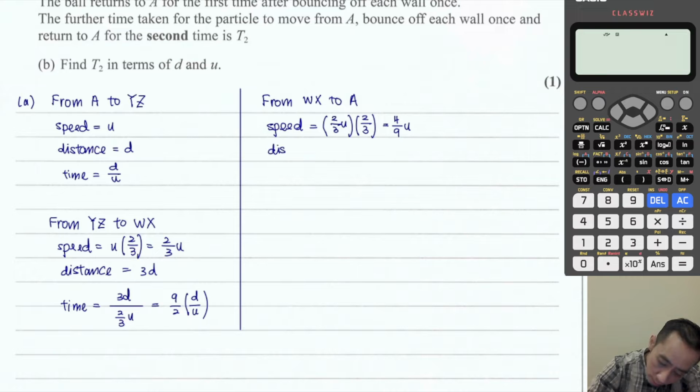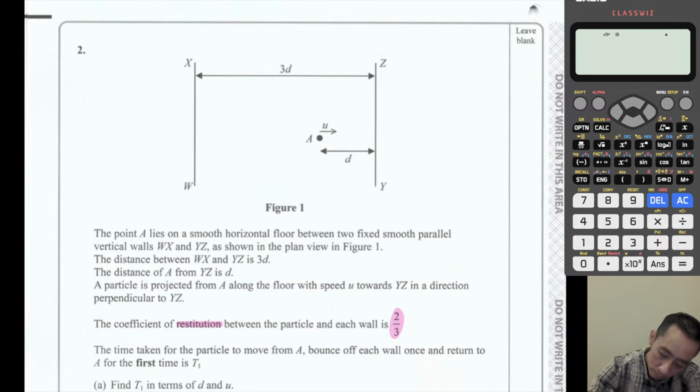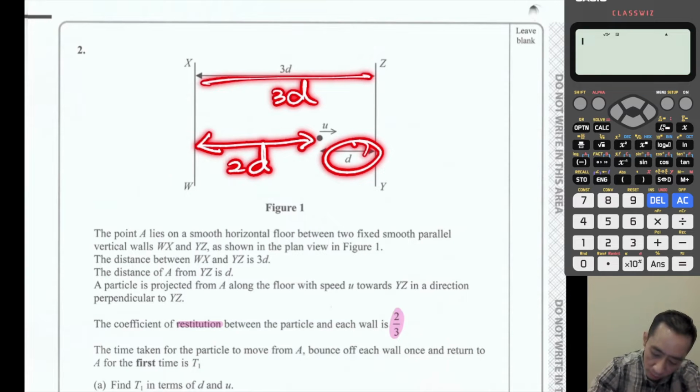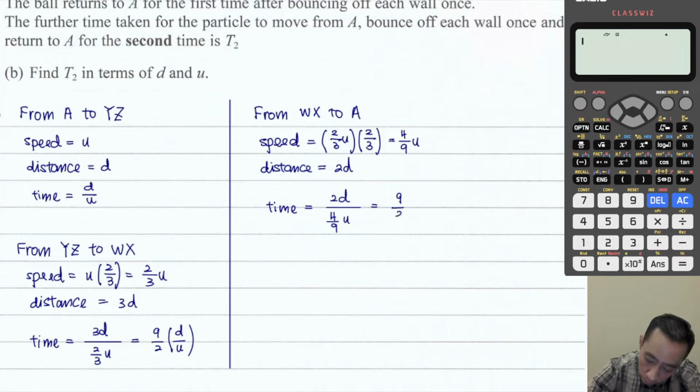Now what is the distance? From WX to point A, the whole thing is 3D and here is D, so therefore here is 2D. So the distance is 2D. What's the time taken? Same thing, I will use distance divided by speed. So 2D divided by 4/9u, which is 9/2 d/u. Sorry.